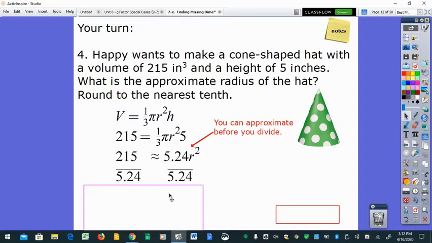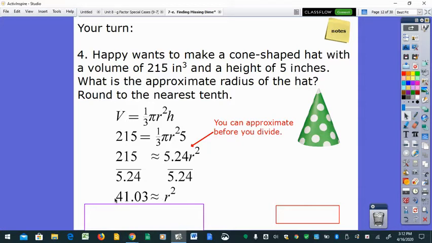I'm going to pick up my calculator and take 250 divided by 5.24. So this time, instead of having the pi in there, we did the approximation first, which is a fine way to go as well. In my calculator, the radius squared is about 41.03. That is not the radius of the hat. It's the radius squared.